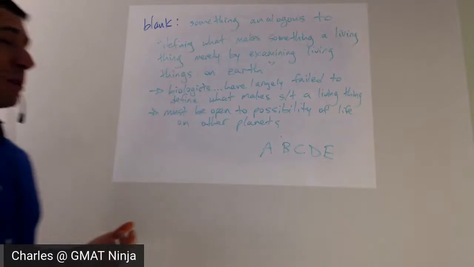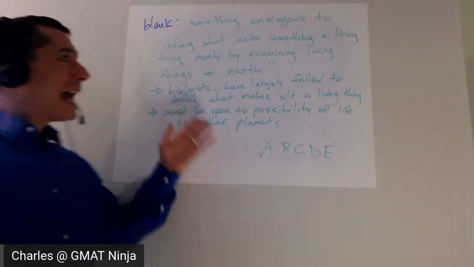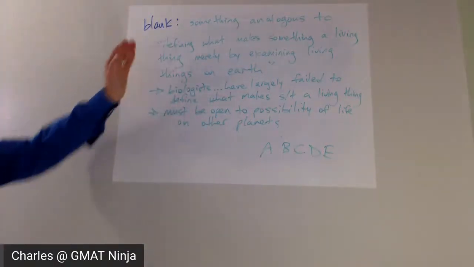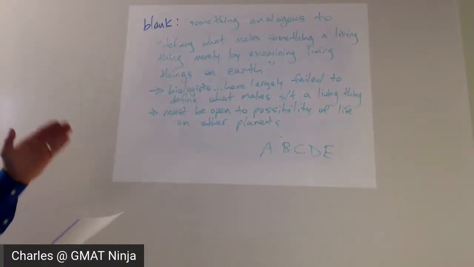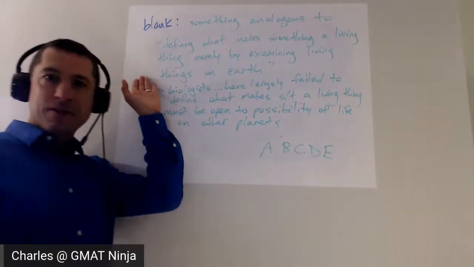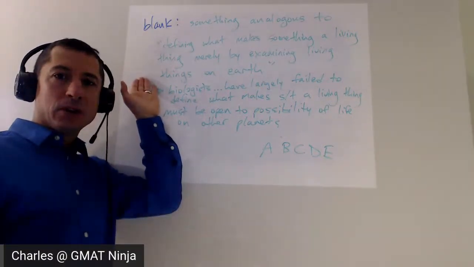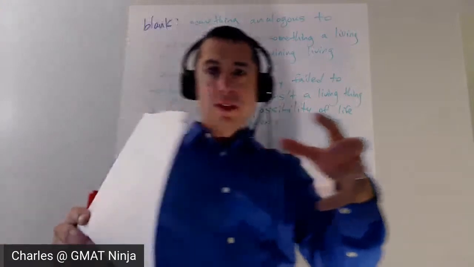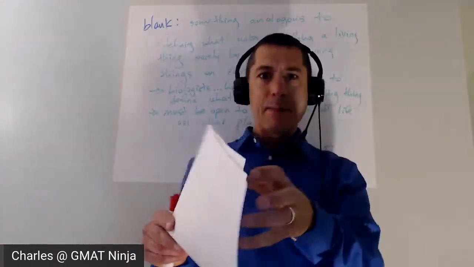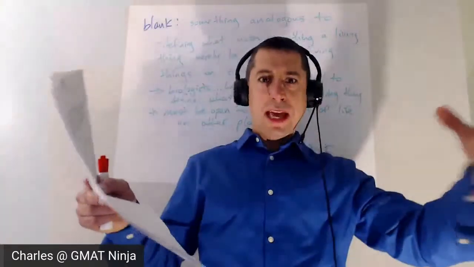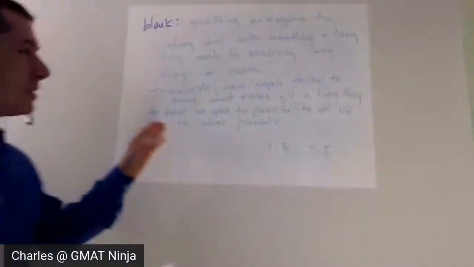So what's the blank doing? We're trying to find an analogy, something analogous to this statement, defining what makes something a living thing merely by examining living things on Earth. We want something that is analogous to defining living things in general based on the subgroup of living things on Earth. Okay, so defining something based on a limited sample of them, trying to define the whole thing based on a limited sample.